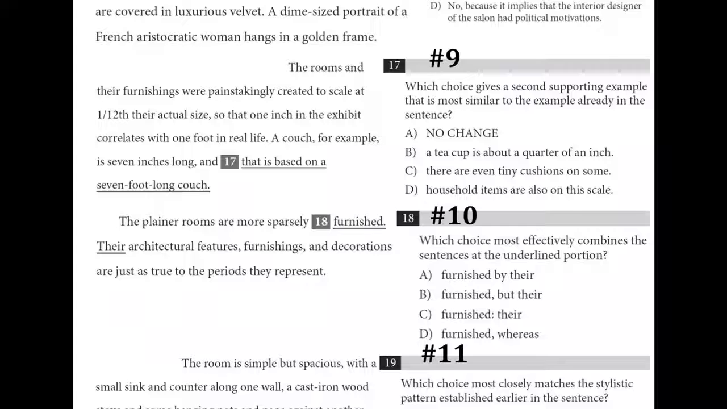17. Which choice gives a second supporting example that is most similar to the example already in the sentence? B. A teacup is about 1/4 inch. It offers an example of an additional household item, a teacup, with a specific measurement that is 1/12 of its actual size.